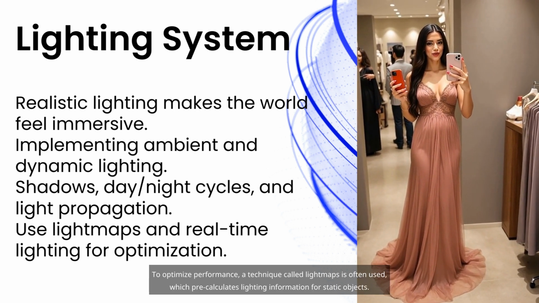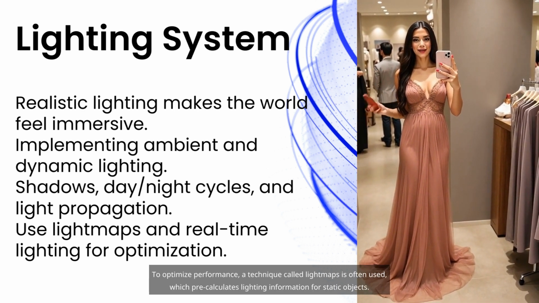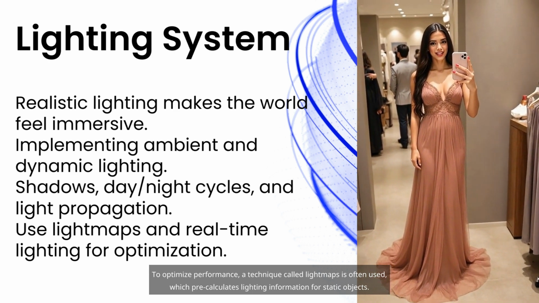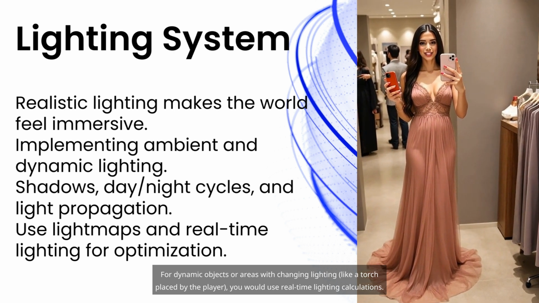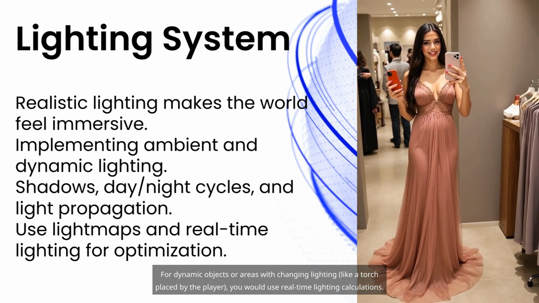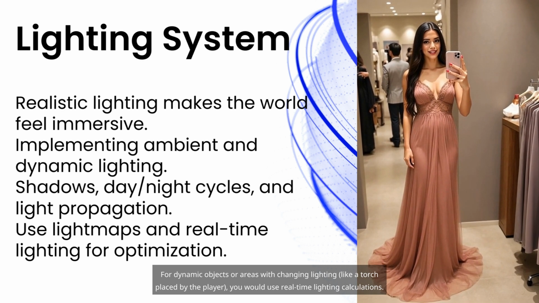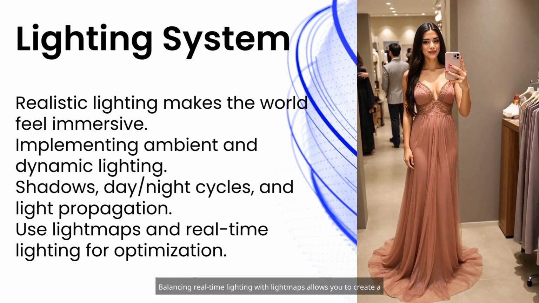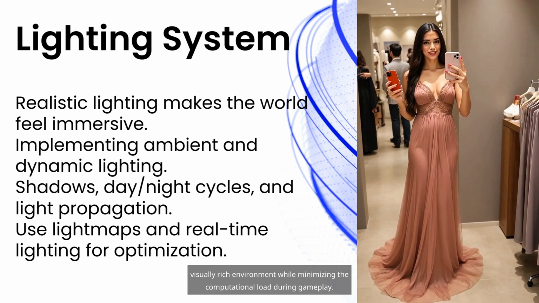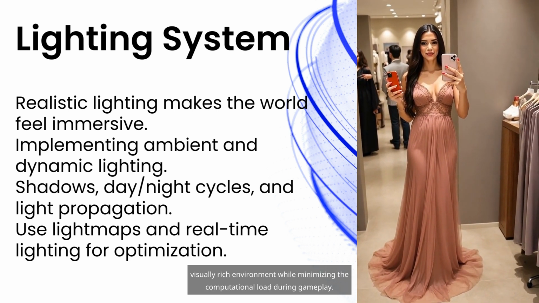To optimize performance, a technique called light maps is often used, which pre-calculates lighting information for static objects. For dynamic objects or areas with changing lighting, like a torch placed by the player, you would use real-time lighting calculations. Balancing real-time lighting with light maps allows you to create a visually rich environment while minimizing the computational load during gameplay.